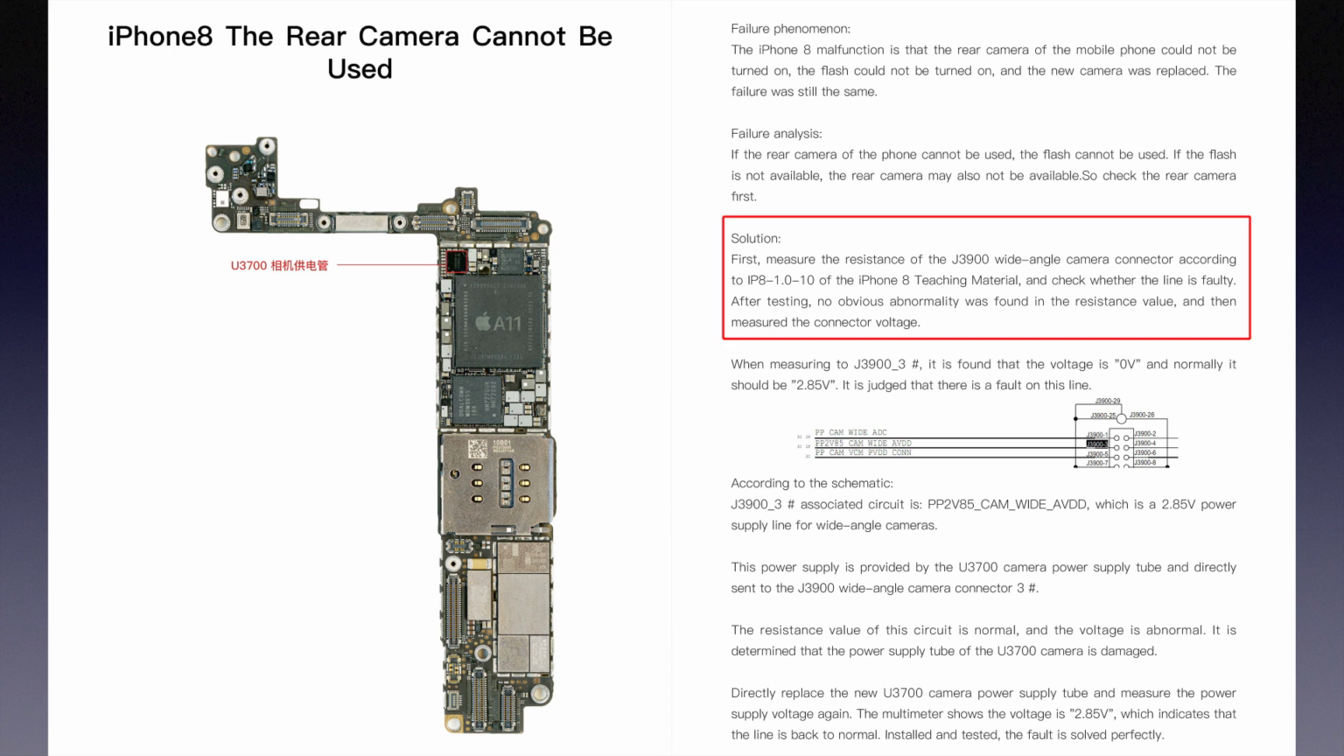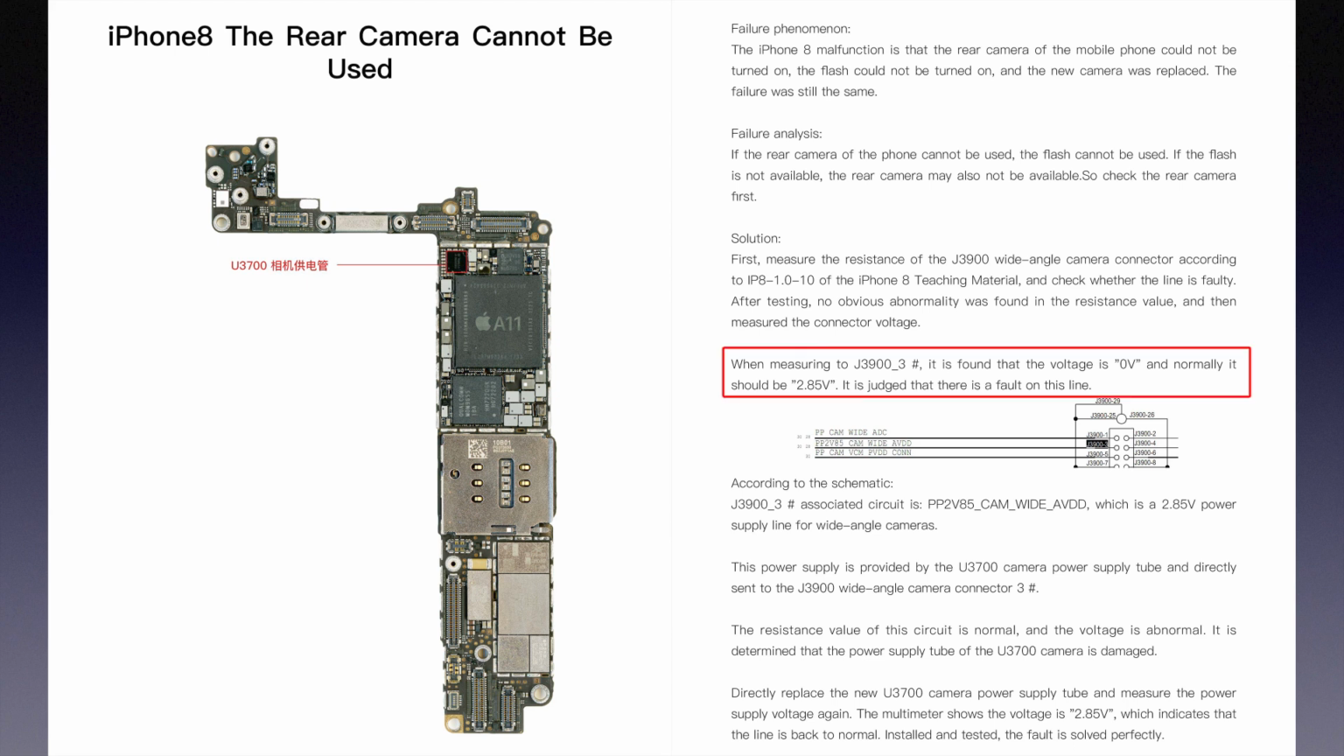Solution is, first, measure the resistance of the J3900 wide-angle camera connector according to iPhone 8 version 1.0, page 10 of the iPhone 8 testing material, and check whether the line is faulty. After testing, no obvious abnormality was found in the resistance value, and then measure the connector voltage. When measuring pin 3 of J3900, it is found that the voltage is 0V, and normally it should be 2.85 volts. It is judged that there is a fault on this line.